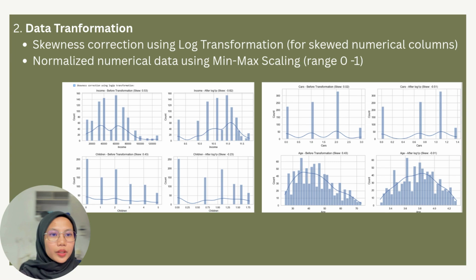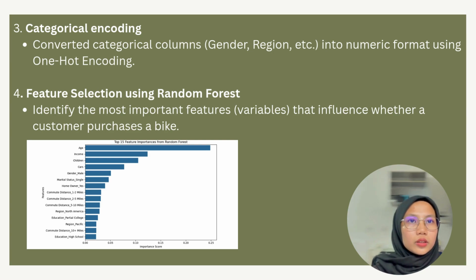After that, we normalize numerical data using min-max scaling, which is range 0 to 1, so that each feature scales between 0 and 1. The next step, which is the third step, is categorical encoding. Basically, we convert categorical columns like gender, marital status, and education into numeric format using one-hot encoding. This process converts the categories into numerical variables suitable for machine learning algorithms.